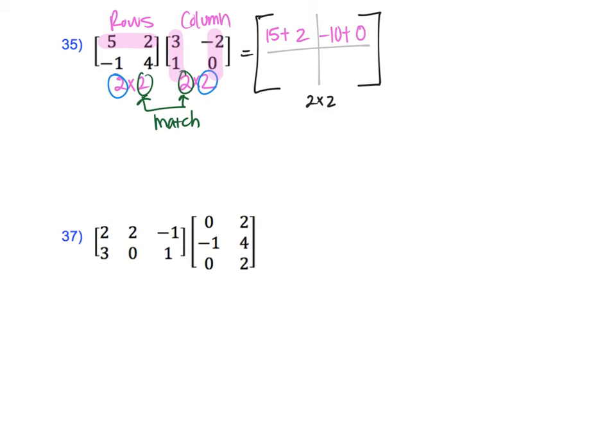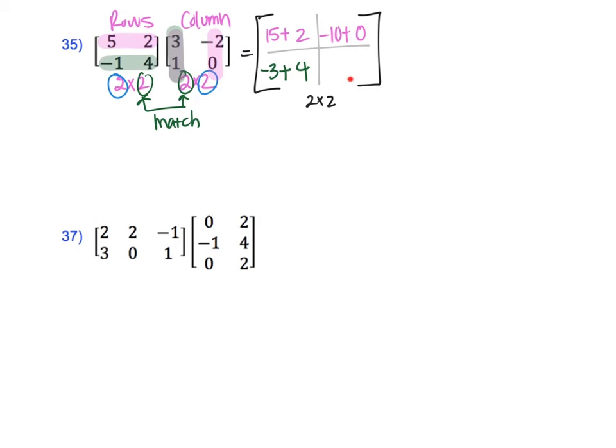And then I'm going to multiply the second row with the first column. Because notice how I'm needing this box right here, which is the second row but first column. So I'm going to multiply the second row with the first column. So negative 1 times 3 gives me negative 3, plus 4 times 1 is 4.